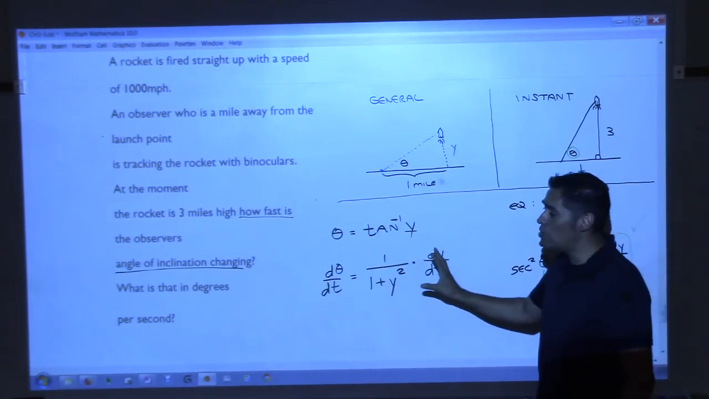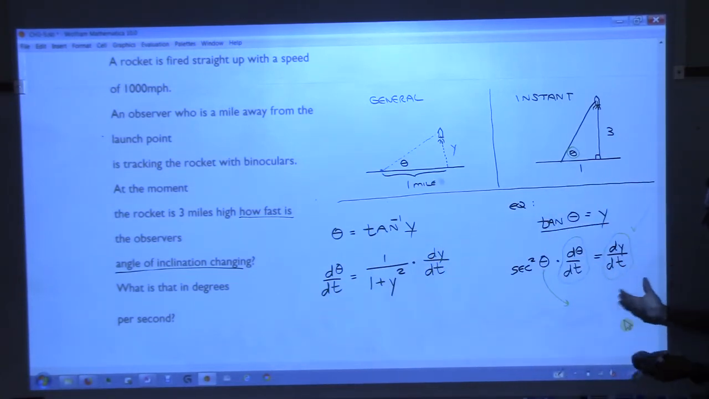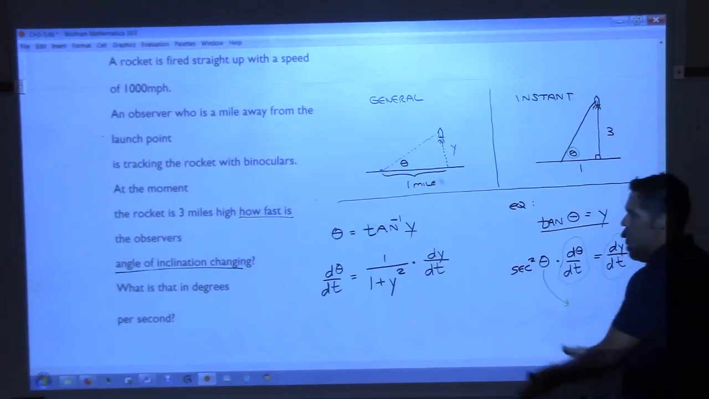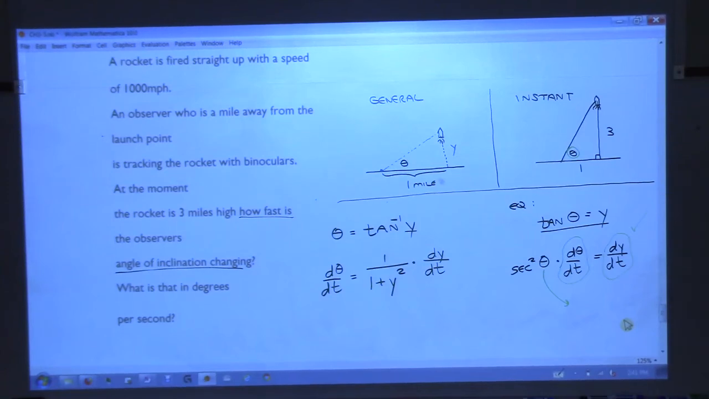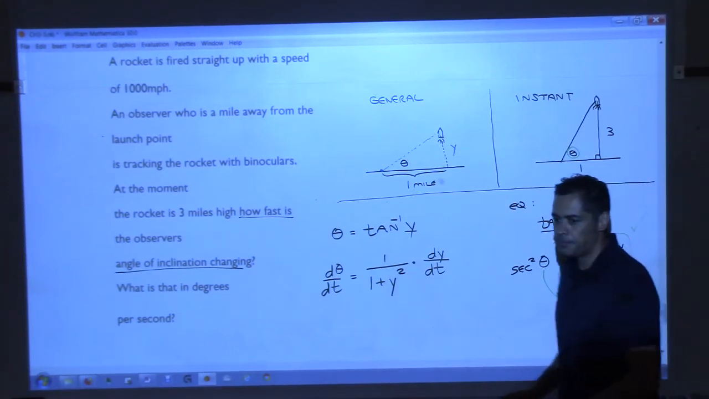And that can become useful later. So if you did it this way, you get an answer. If you do it this way, you get the same answer. One of them required the angle, the other one didn't. Okay, that's it. I went overboard, sorry.